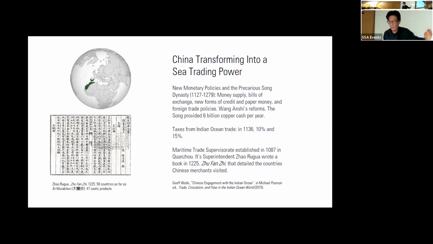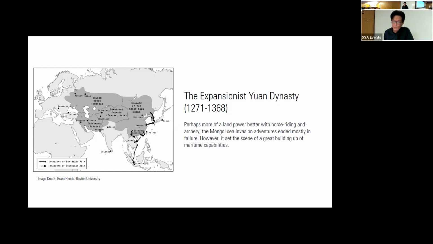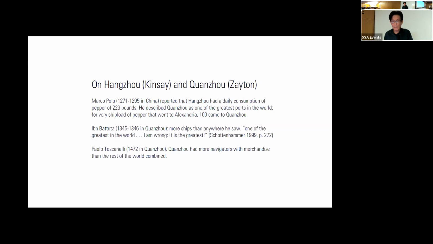So when the Mongols took over, they established a dynasty called the Yuan Dynasty, and the nature of that whole dynasty was very expansionist, so they mounted naval expeditions to Japan and Southeast Asia. A number of them were actually successful. But they didn't notice how thriving and rich those Chinese coastal cities were. Marco Polo said that the daily consumption of black pepper in Hangzhou was 223 pounds. He was actually given an official post by the Mongols to go to China, so he probably had some access to official statistics, so he could be so precise.